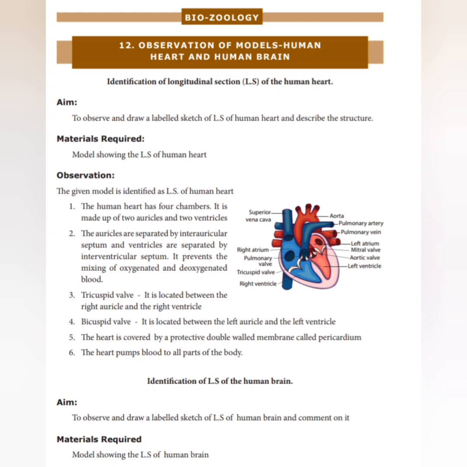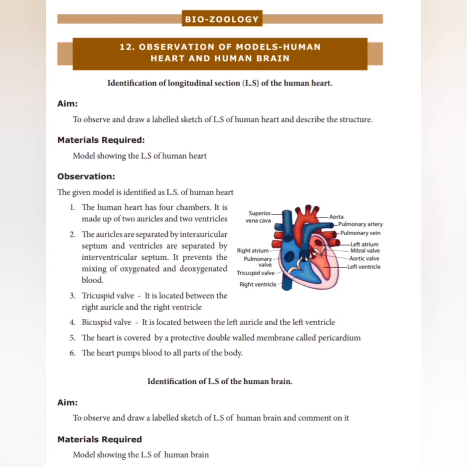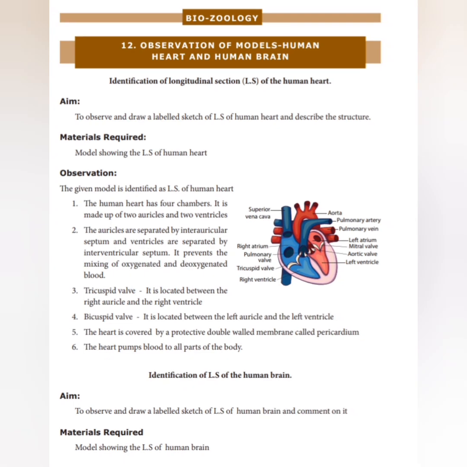And the next one we are going to see is the zoology part, to observe the models. Only 2 models are there. One is the human heart, another one is the human brain. You should observe and write the aim, material requirement, identification, reason, diagram and result.